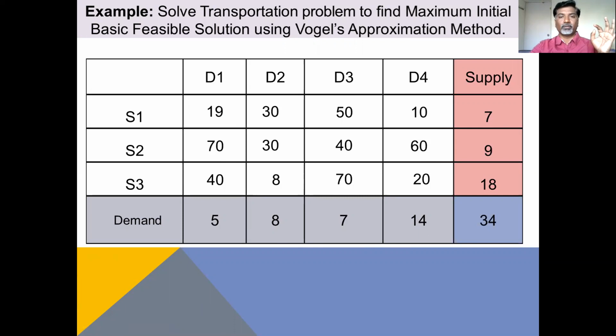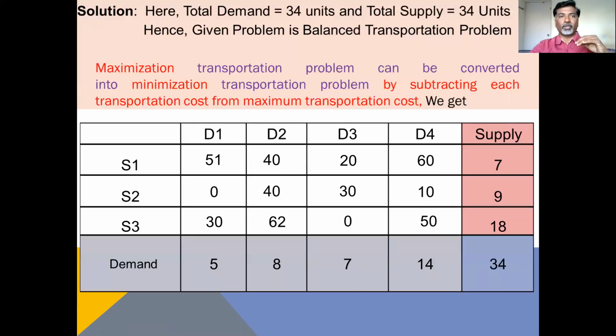After this, what values will we get? Here we have written that the total demand is equal to 34 units and total supply is equal to 34 units. Hence, the given problem is a balanced transportation problem. To convert the maximization transportation problem into a minimization transportation problem, we subtract each transportation cost from the maximum transportation cost. The maximum transportation cost was 70. From 70, we subtracted all costs and got this new revised matrix, having values 51, 40, 20, 60.